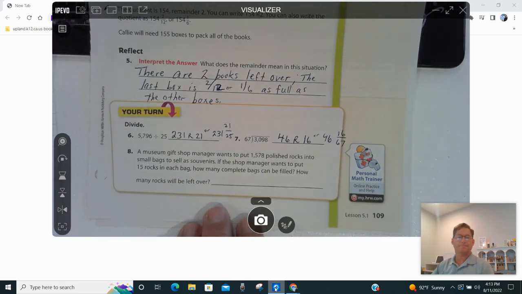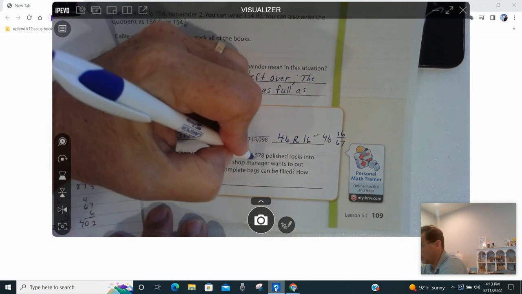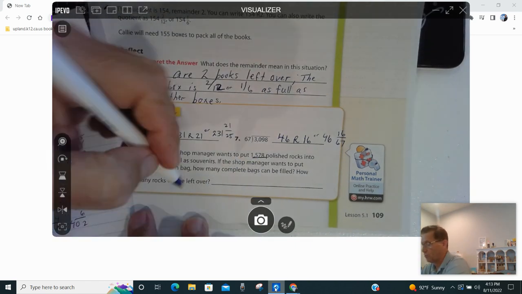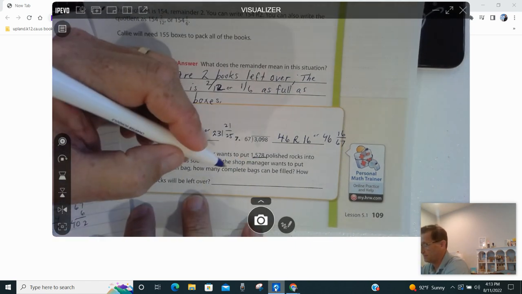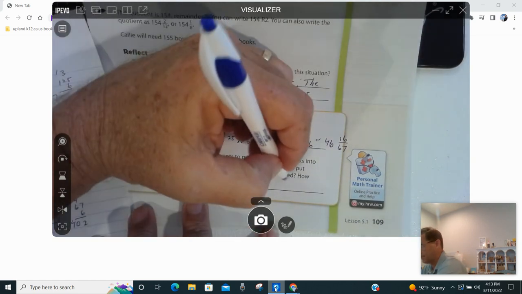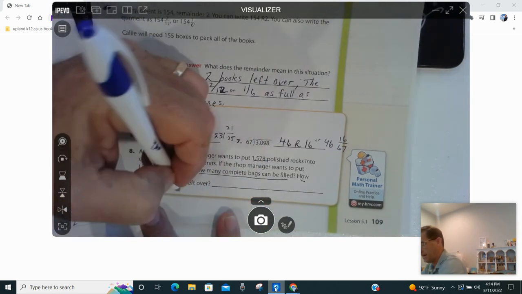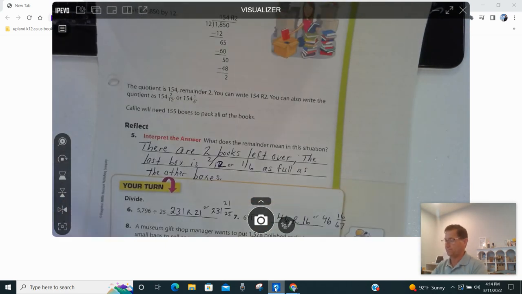Okay, number 8. A museum gift shop manager wants to put 1,578 polished rocks into small bags to sell as souvenirs. The manager wants to put 15 rocks in each bag. How many complete bags can be filled, and how many rocks will be left over?